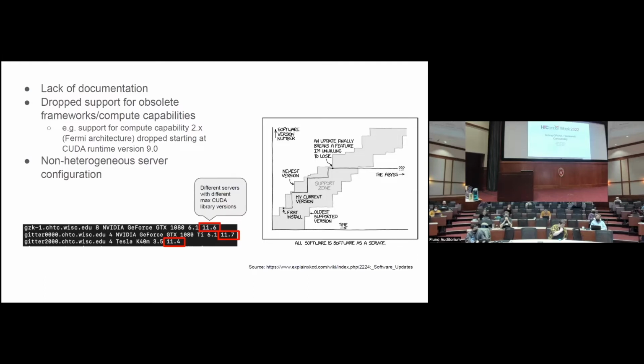And then the third thing that we run into is anytime you have computing resources that are made up of discrete servers in a computing pool, you run into the issue of non-homogeneous server configuration. This screenshot here shows 3 different servers on CHTC that have all set different max CUDA runtime versions. And that's just one more piece of the puzzle that adds to the headache and confusion of trying to pick compatible versions.